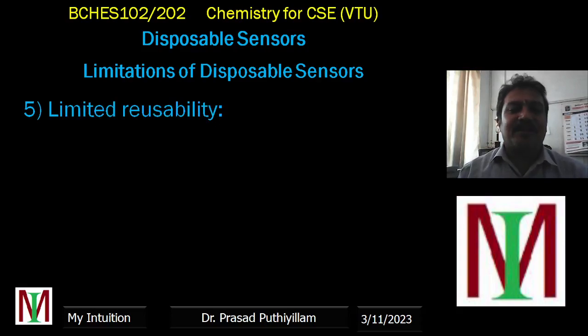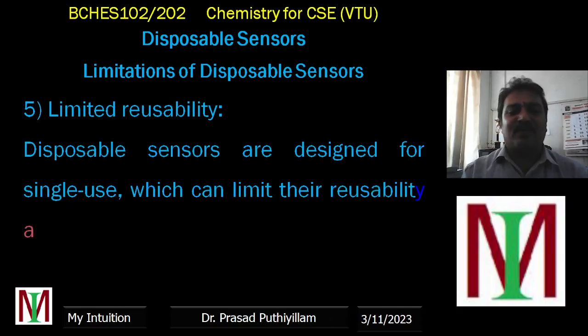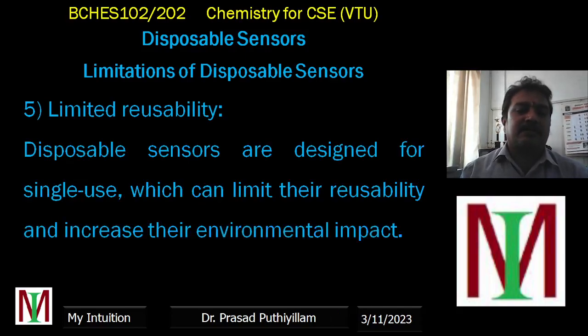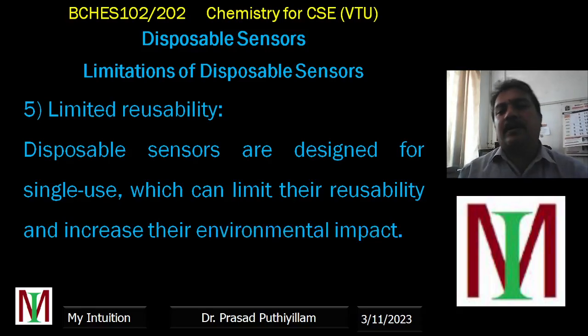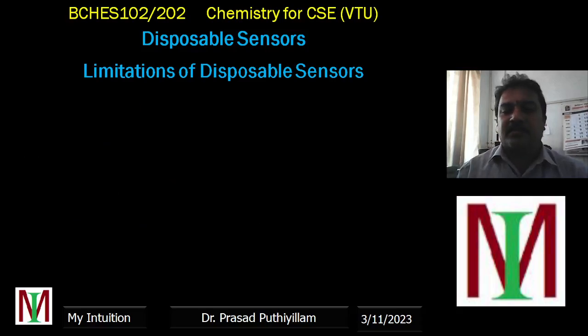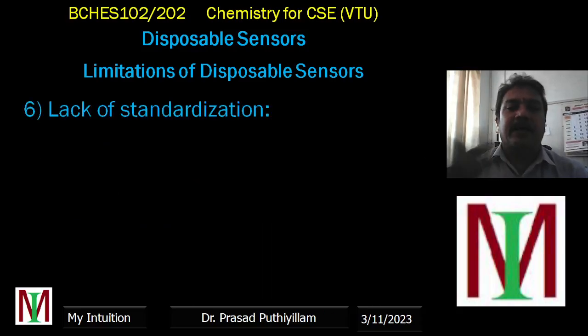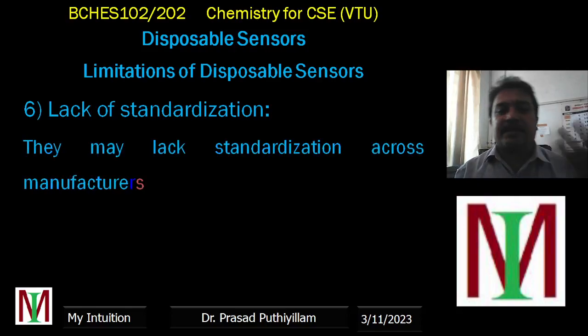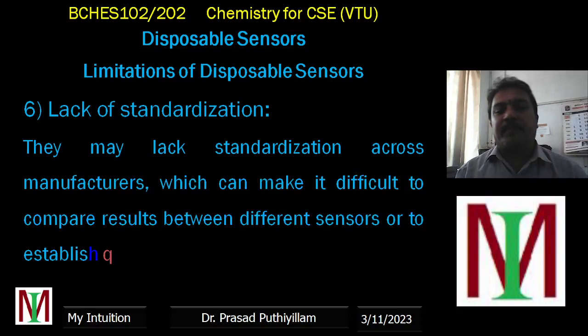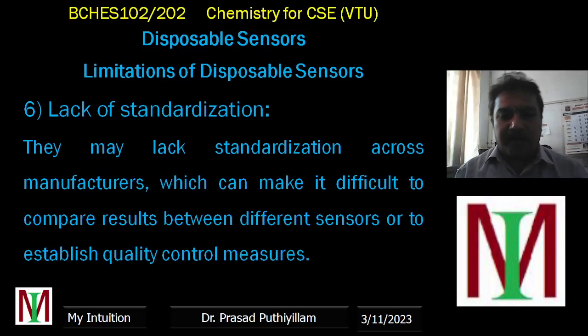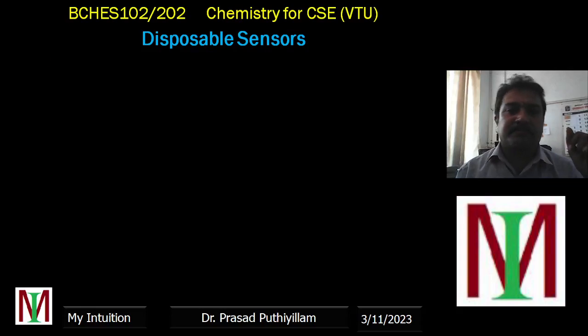Reusability: not reusable as such, or limited reusability, one or two times it can be used. It also increases the environmental impact, because whatever awareness is created, people will be throwing the sensors into the environment. Lack of standardization: they may lack standardization across manufacturers, because it's difficult to compare results between different sensors or establish a quality control measure. Many manufacturers are preparing the same disposable sensors, but they may not have the same standard deviation, which will cause confusion among the users.